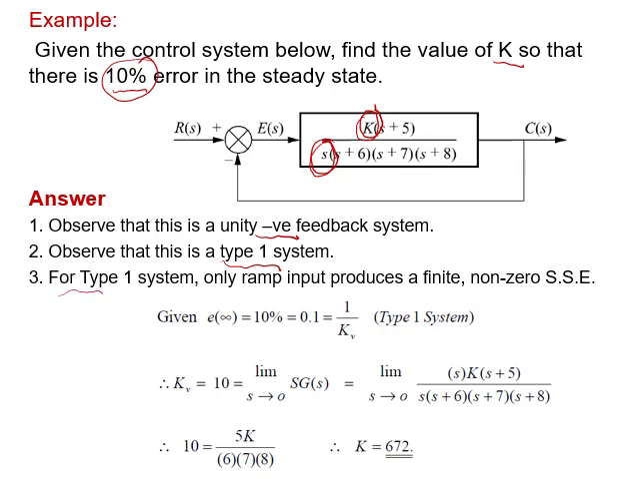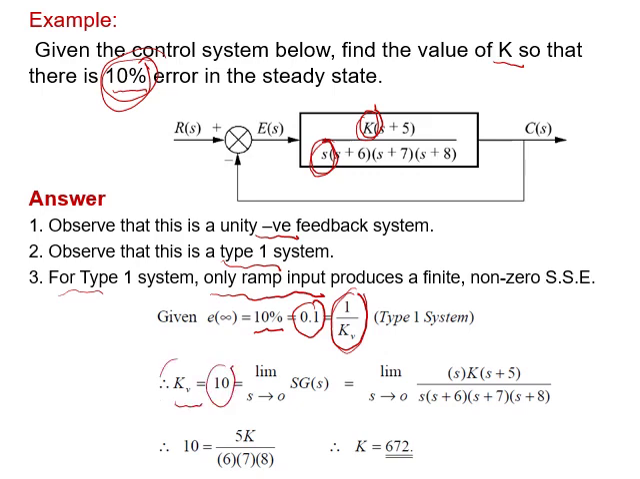For this type of system, you see here he's saying only ramp produces error, which means this 10%, which equals 0.1, as I said, 10 over 100, is equal to 1 over Kv, because we know that Kv is the velocity constant, or the constant for ramp. The error in case of ramp, we said, is equal to 1 over Kv. That means whatever value he gave me is equal to 1 over Kv. That's very fine. Now, Kv is found to be 10.